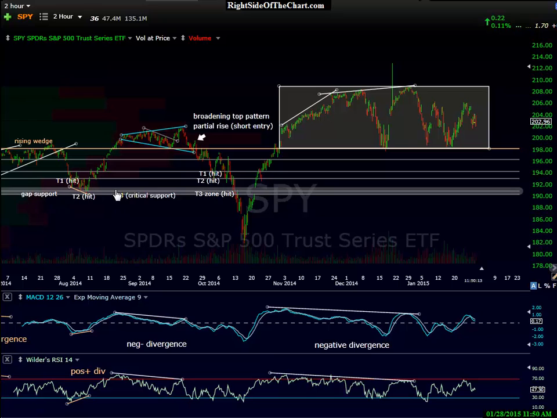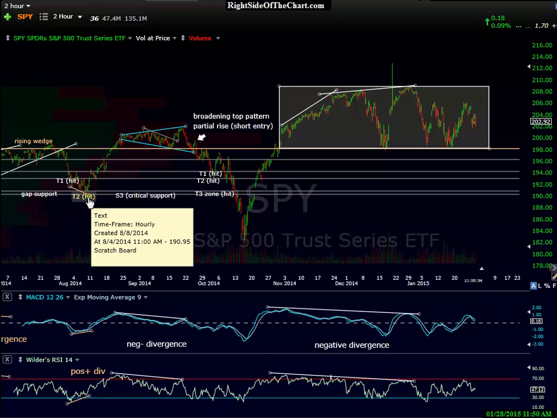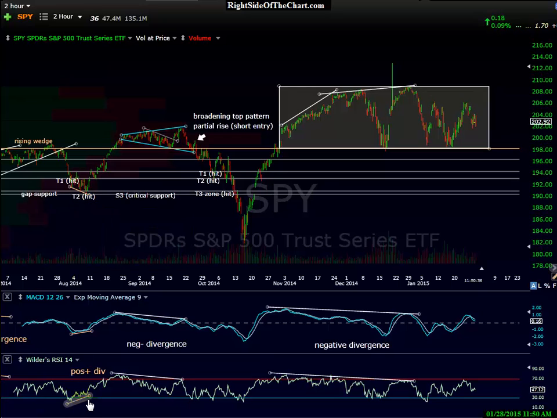So really what we're looking at here is a combination of using chart patterns as well as divergences to help predict the turns or reversals in the market, even using these intraday time periods like this 2-hour chart. So again, rising wedge with negative divergence. We had a breakdown at the lows as that second target was hit. We had positive or bullish divergences in place. A nice rally ensued that set up this broadening top pattern, which was posted as we actually had a short entry here.